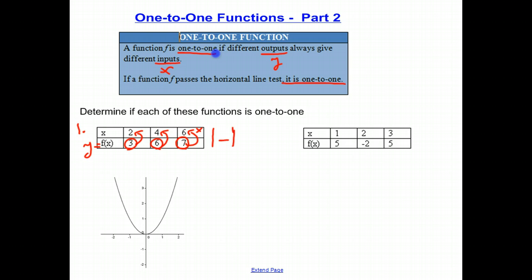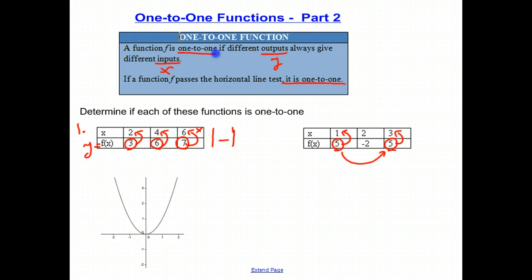Okay, let's look at the second example. Let's look at, in this table, number 5. 5 gives a 1. When y is 5, x is 1. Now, is there any other place in the table where when y or f of x is 5, it gives a different value? And it sure does, because you'll notice right over here, 5 also gives a 3.